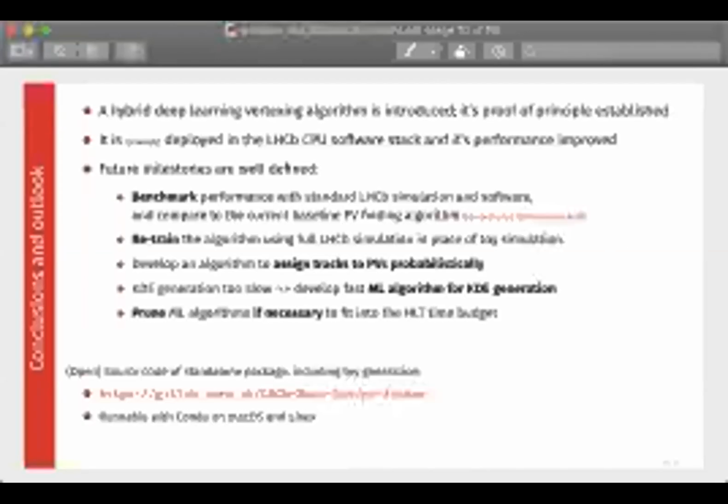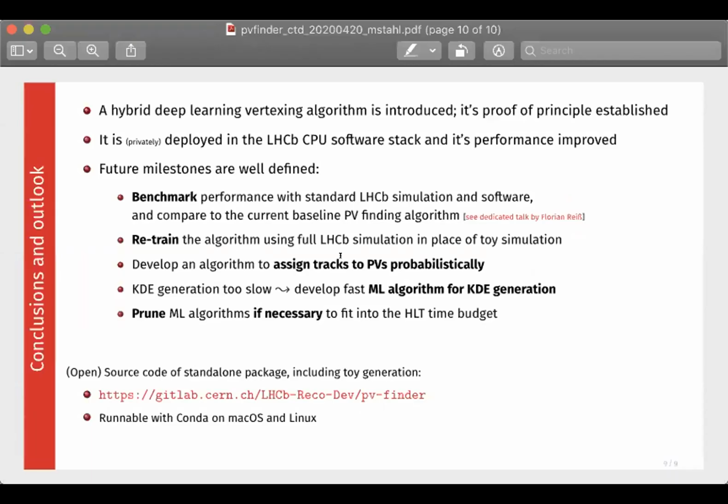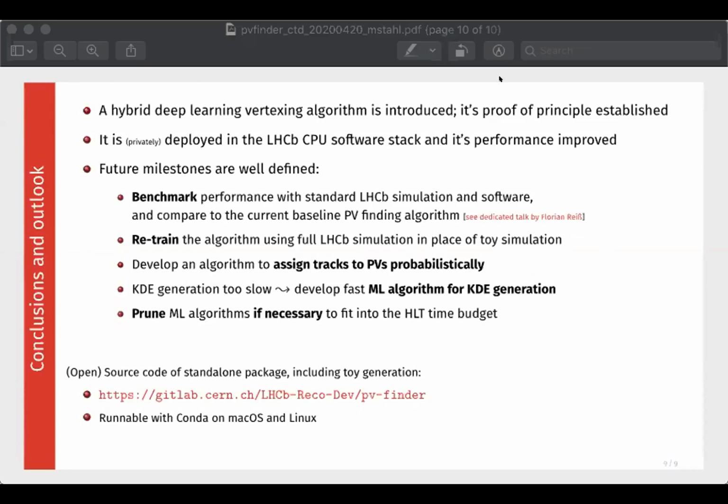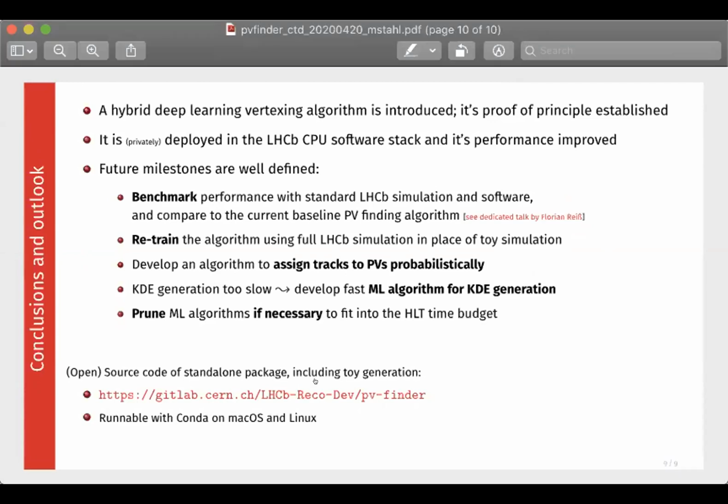Thank you, Marian. Are there questions on PV finding? Anyone? I know you say this is some benchmark for the future, but do you have any intuition where this performs better than a classical approach?